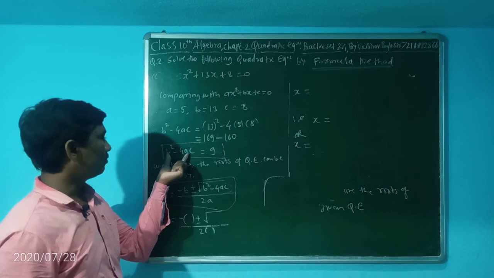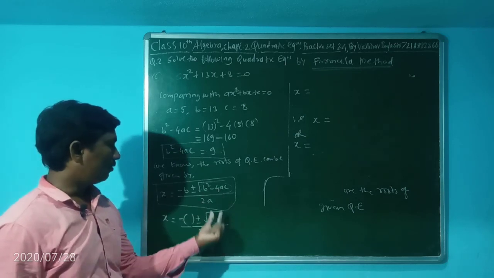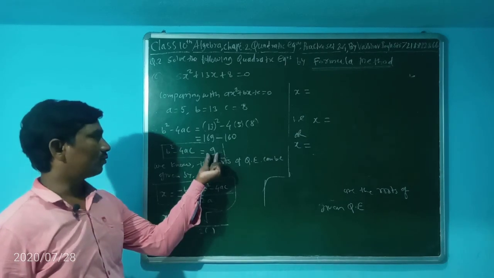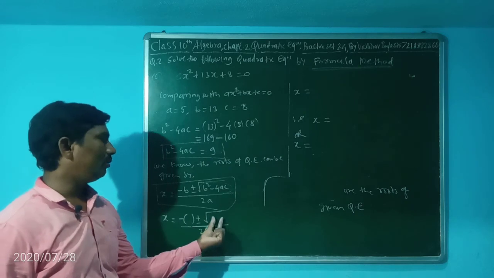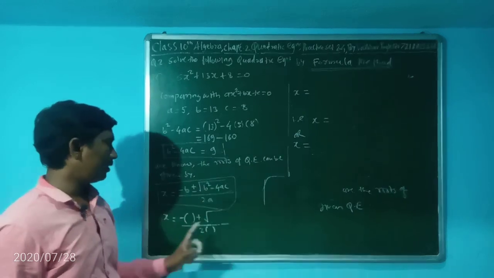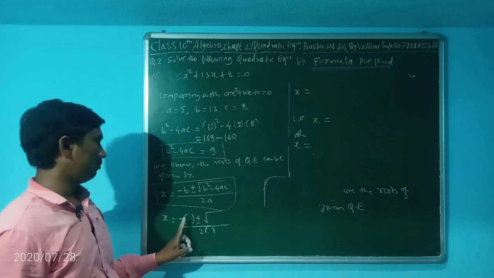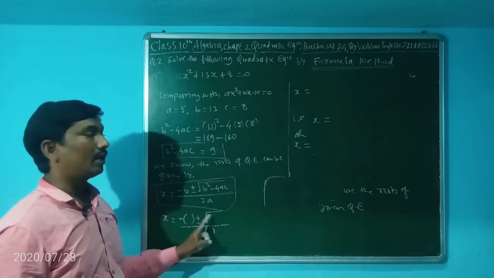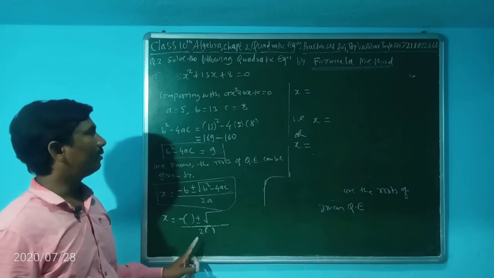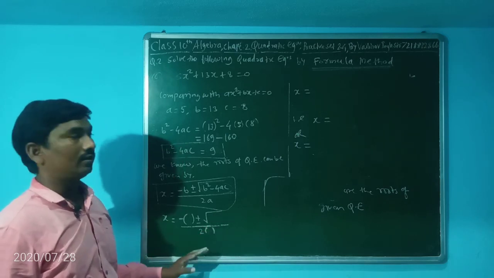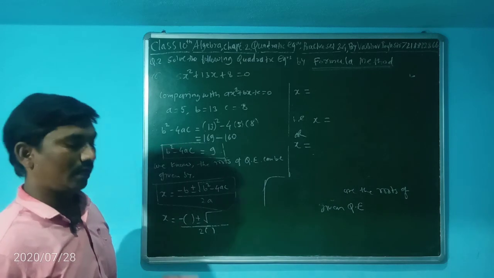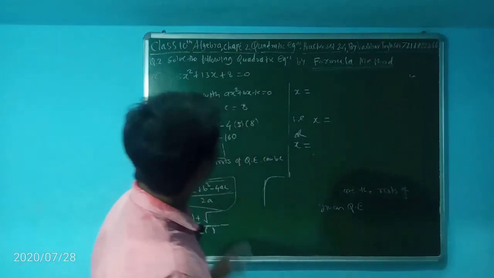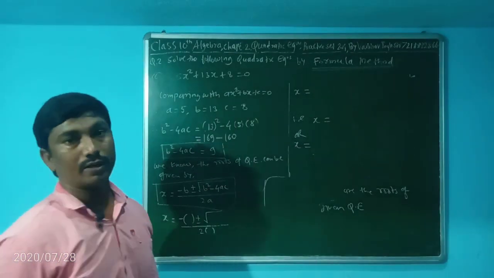Just put this value of b square minus 4ac over here. If you take the square root of 9, it will be 3 in the next step. So here minus b means minus 13 plus minus 3 divided by 2 into 5, that is 10. So go on solving this and find the value of the roots of the quadratic equation.